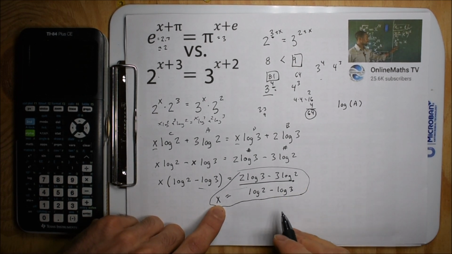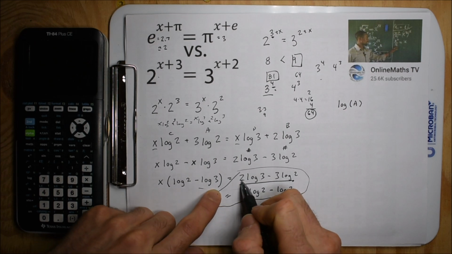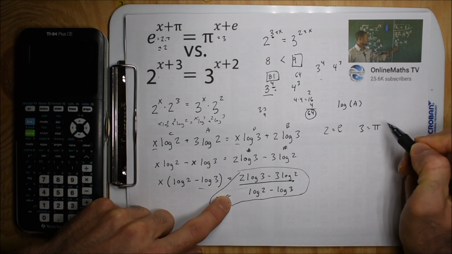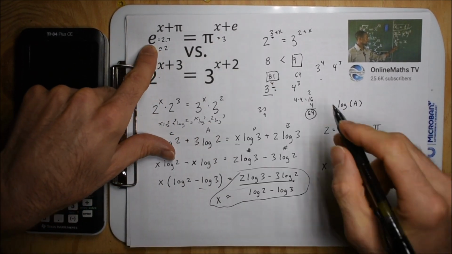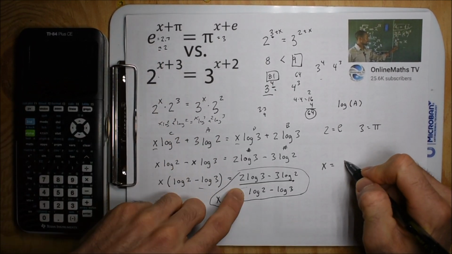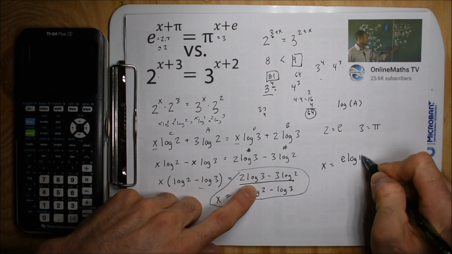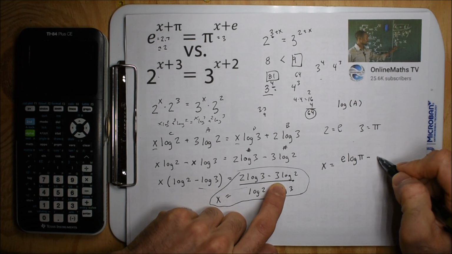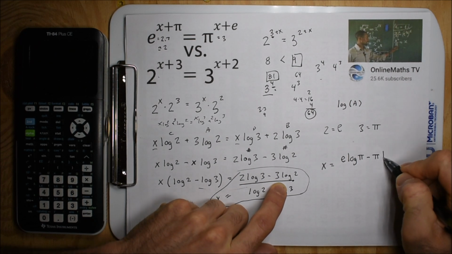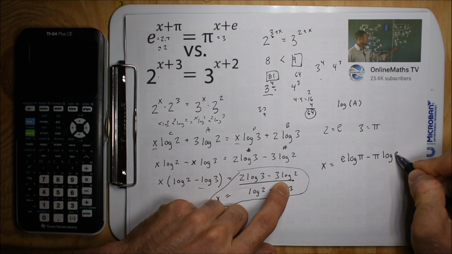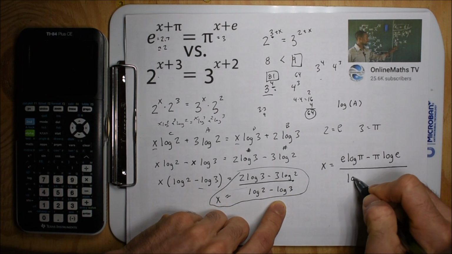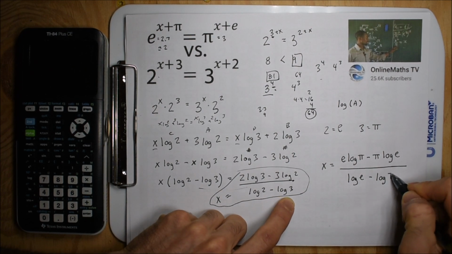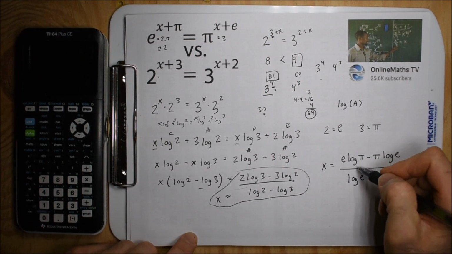Now guess what? You can just replace 2 with e, and then 3 with pi. So our answer to this one is just going to be e log pi minus pi log e, divided by log e minus log pi. Okay, and if you use log base 10, you can do whatever.